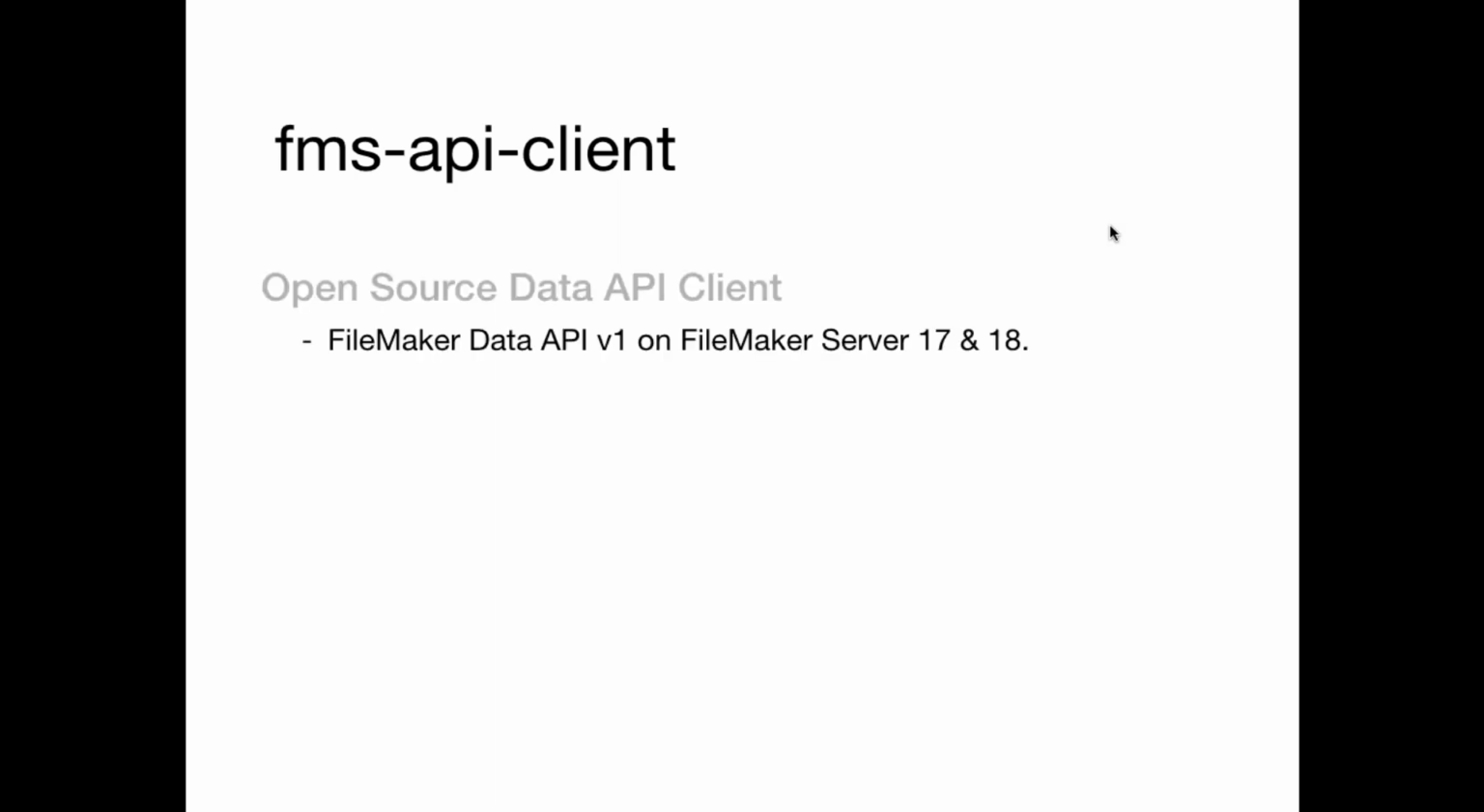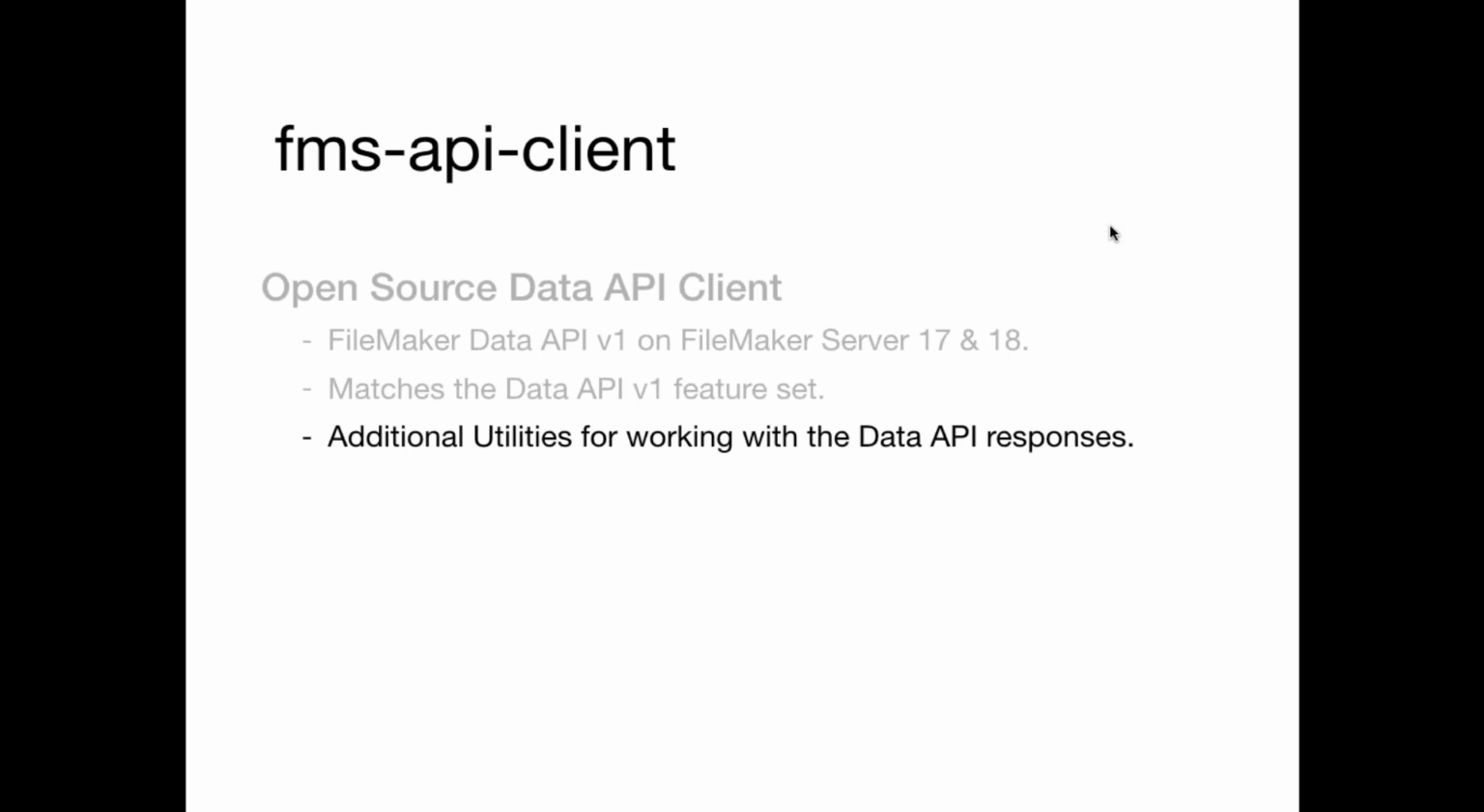It extrapolates all of the V1 data API, which means it works on FileMaker Server 17 and FileMaker Server 18. It matches the data API V1 feature set. That means we can do things with metadata layouts from FileMaker 18. We can do things with the FileMaker 17 feature set, like create, get, edit, list, find. And then there are also additional utilities for working with data API responses.